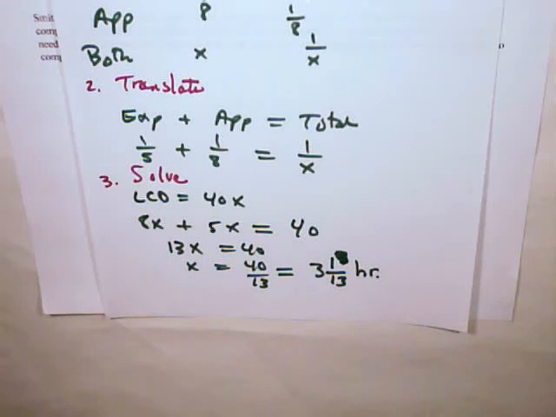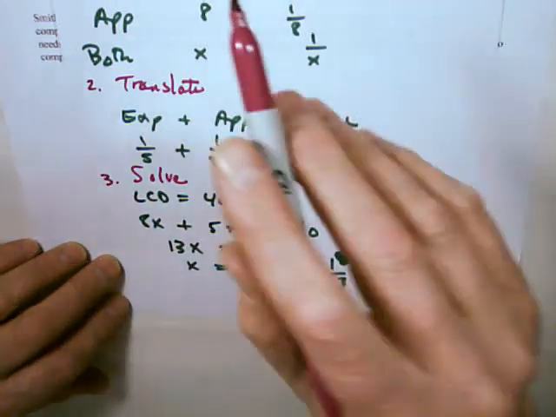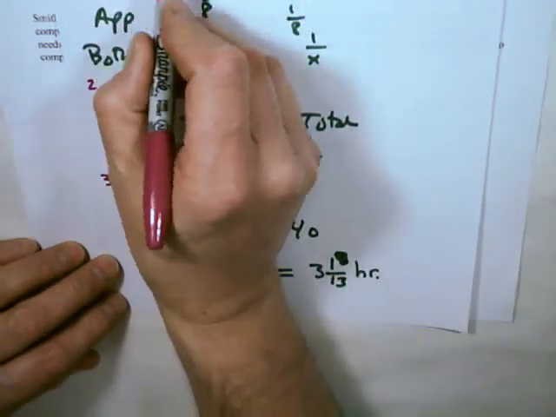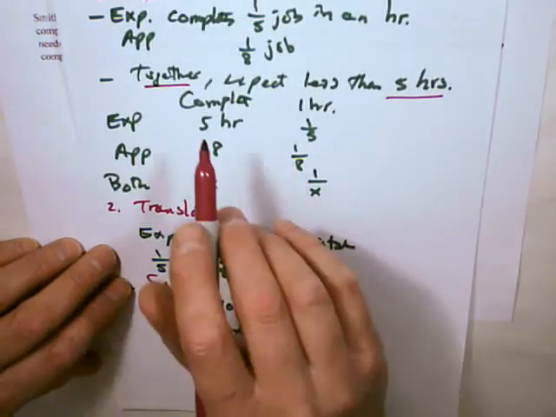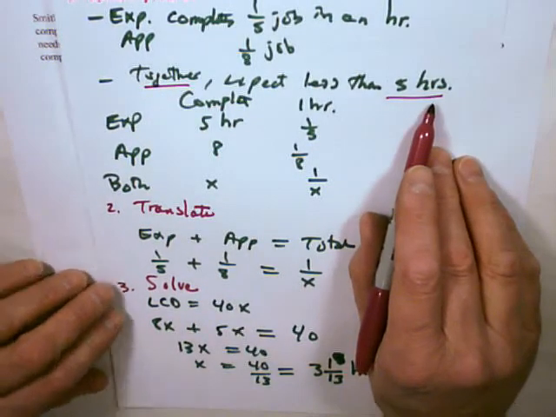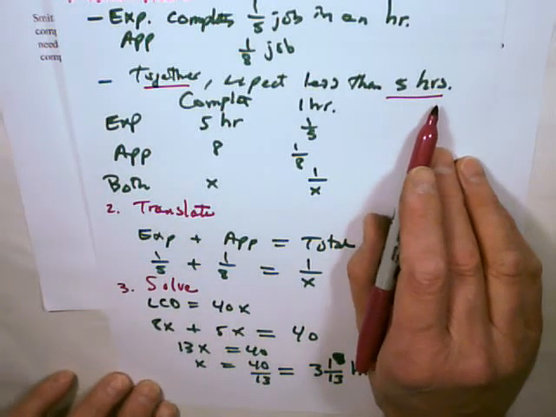Now let's take a look at that and do a reality check. Does that make sense? We go back to the original thing and back over here where we said together we expect less than 5 hours. That's definitely within our reasonability check there.